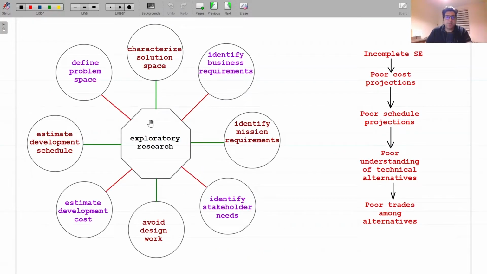The preliminary concept will also be used to generate early cost and schedule projections for the project if it moves ahead. Key activities during exploratory research are to clearly define the problem space, characterize the solution space, identify business or mission requirements and stakeholder needs, and, while avoiding any design work, provide an estimate of the cost and schedule for the full-scale development. Incomplete SE in this stage can lead to poor cost and schedule projections, as well as poor understanding of technical alternatives, resulting in poor trades among the alternatives.